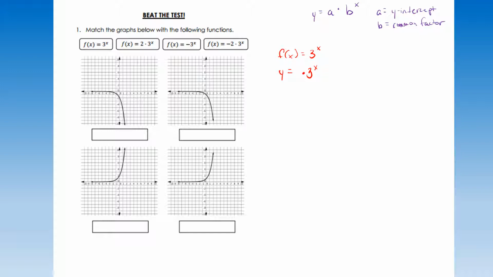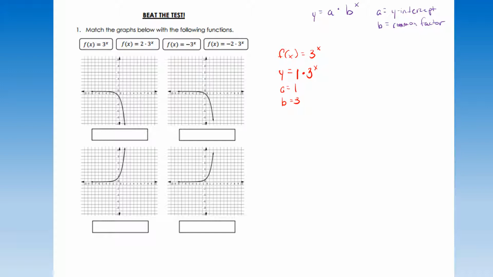So what is in place of my a term here? Well, if there's nothing there for a, just assume that it means 1, because 1 times 3 to the x is still 3 to the x power. All right, so in this case, I'm doing y equals 1 times 3 to the x. So looking at that equation, my a term is 1, and my b term is 3. So if I look at these 4 graphs over here, which graph matches a y-intercept of 1 and a common factor of 3?